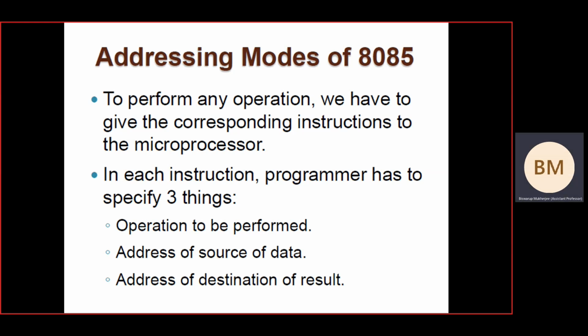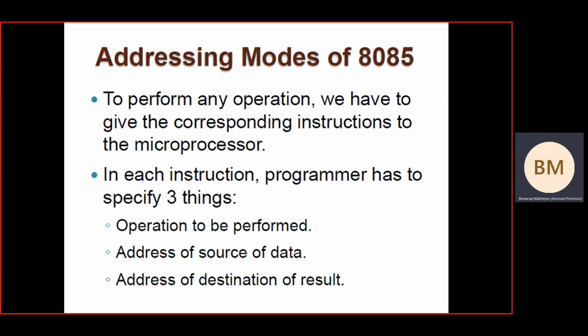So for each instruction there are three specific things. First of all, which type of operation we need to perform, then the address of the source of the data, that means from where we need to fetch my data, where we need to get my first data. So that is the first thing, the address of the source data. And after doing the operation, what is the destination? That means where I should store my result. Okay, so this is the main job which is being performed in any microprocessor.